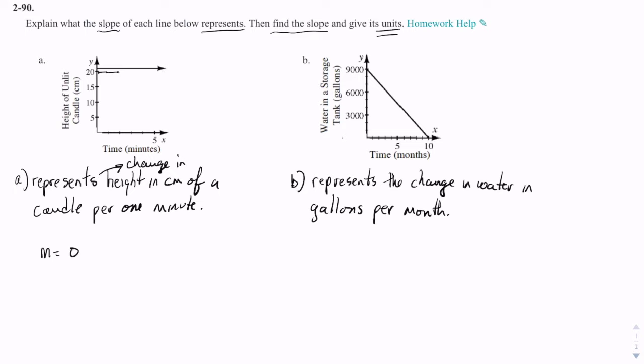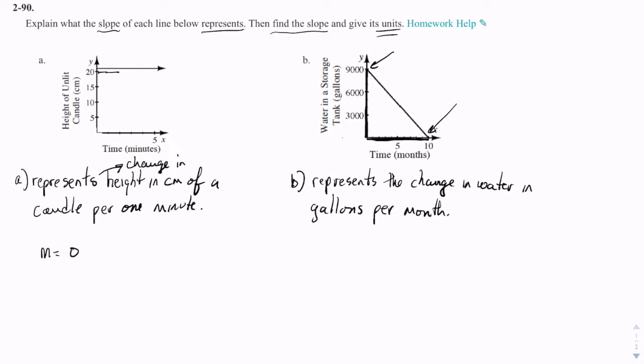And to calculate the slope, what I could do is pick 2 points. I could pick this point, 9,000, and I could pick this point, 10. And I could draw a slope triangle. And the slope triangle is actually already drawn for me. It is the 2 axes.